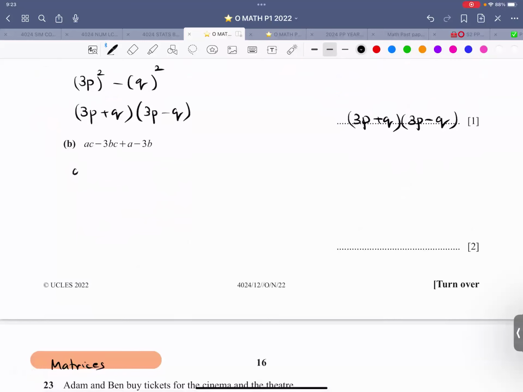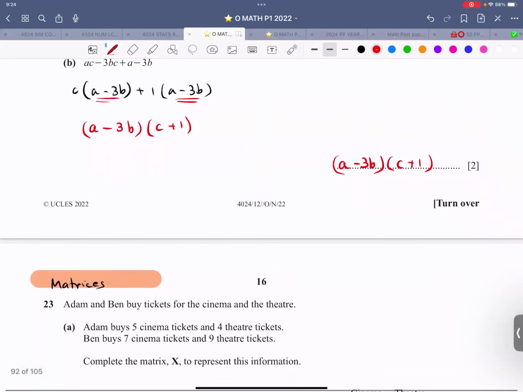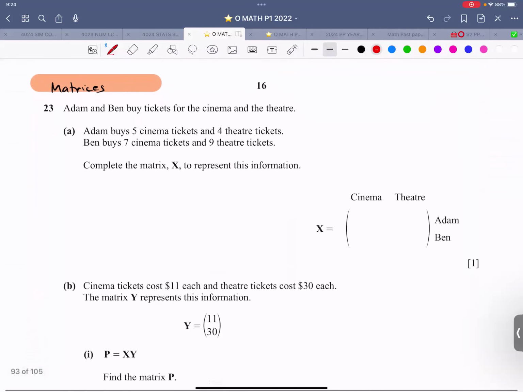So let me take c common. This is a minus 3p. Let me take one common, a minus 3p. It's necessary for factorization to proceed. These two terms are exactly the same. This bracket is exactly the same. So this is (a minus 3p) and this is (c plus 1). So that's the answer. Question number 23.